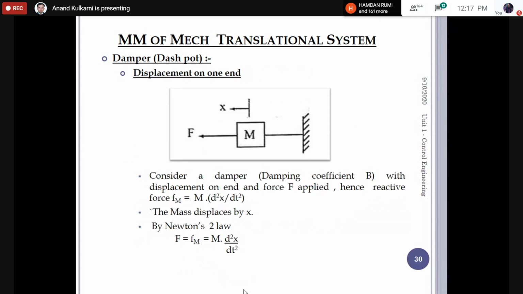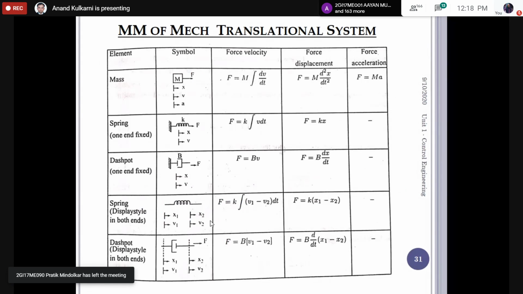The third one is mass. If one end of the mass is fixed and the displacement of the mass is x because of a force, then as per Newton's laws of motion, force is equal to mass into acceleration. If the displacement is x, dx by dt is velocity and d square x by dt square is acceleration. Acceleration multiplied by mass is equal to force. This is how you get it for the second element, inertia or mass. This is the equation.